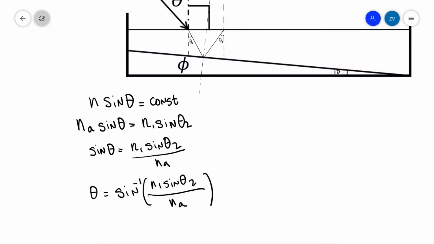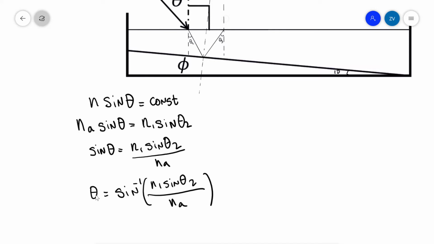Now notice that in this equation we're actually given the value of N1, that's 4/3. We're given the value of Na, that's just 1. So all we need to do is find this angle in degrees, and we can really easily find our angle theta.